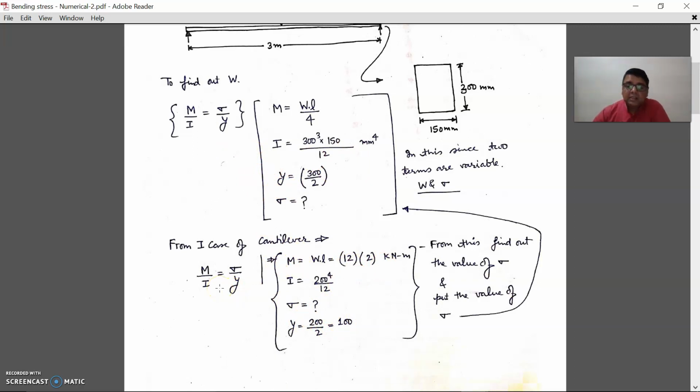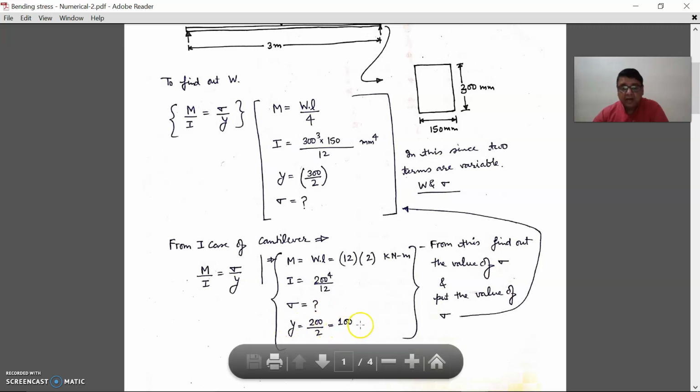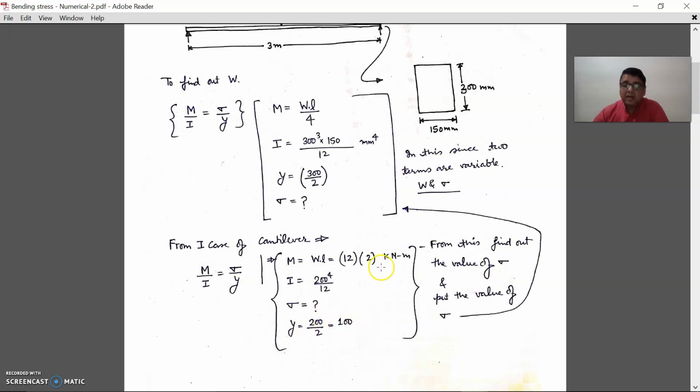But still there is one very common mistake that students make in this. What is that? That mistake is actually the mistake of units. We never write down units in this case, that the value of M is 24 kilonewton meter. We never write that the value is 200 to the power 4 upon 12 millimeter to the power 4. What should be the value of sigma? We never write. What should be the value of y? We never write. Or sometimes we write for this, but we never write for M or probably I.